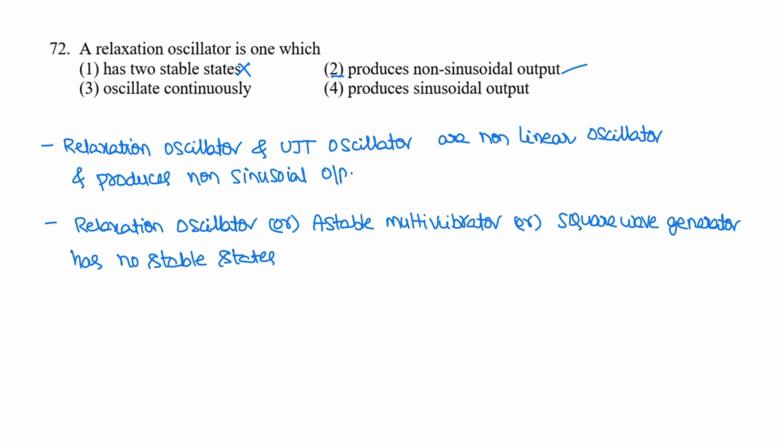The relaxation oscillator, or astable multivibrator or square wave generator, has no stable state, and the storage element causes an abrupt change in the output waveform. Relaxation oscillator produces non-sinusoidal output. Relaxation and UJT oscillators are non-linear oscillators. Non-linear oscillators or function generators generate square waves, triangular waves or pulses. They use multivibrators as functional blocks. Correct option is 2. Next question.